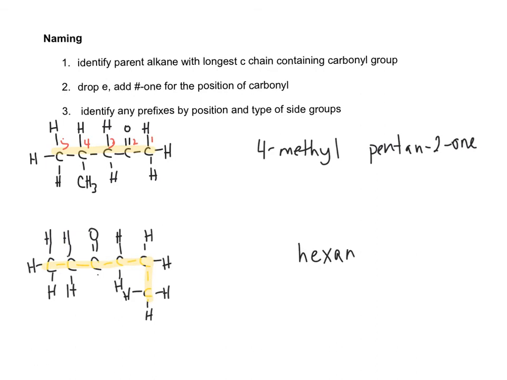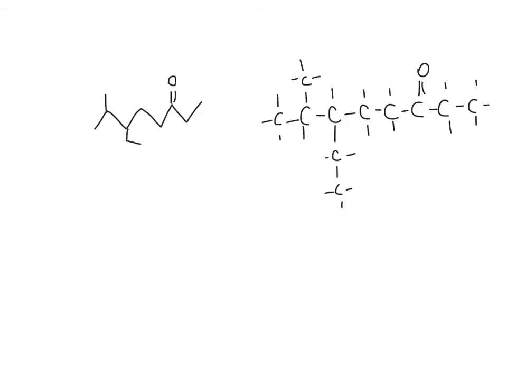and the carbonyl group, you start counting from whichever end gives you the lowest number. So this way would give you 4, this way gives you 3. So this is hexan-3-one, or 3-hexanone. Okay, I've done another example for you. The one on the left is a line structure, and the one on the right is almost a structural formula. It's missing all the hydrogens. For clutter's sake, I only put in the bonds.